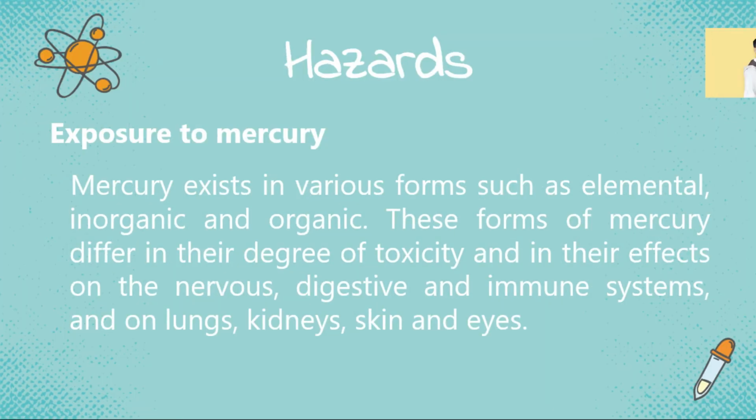Next, we need to know the potential hazards that we may encounter if we utilize this experiment in a real laboratory. First, the exposure to mercury. As we know, mercury exists in various forms such as elemental, inorganic, and organic. These forms of mercury differ in the degree of toxicity and their effects on the nervous, digestive, and immune systems, and on the lungs, kidneys, skin, and eyes.